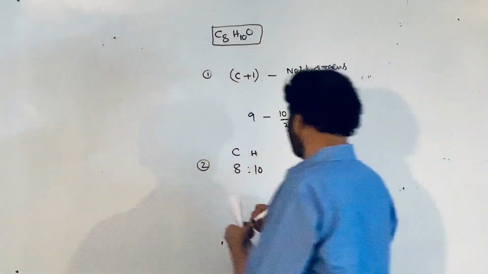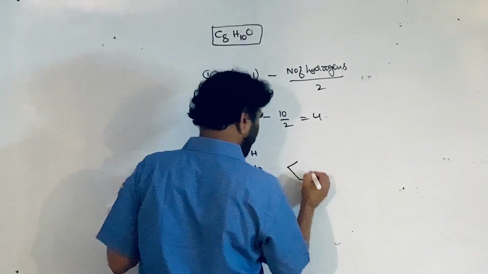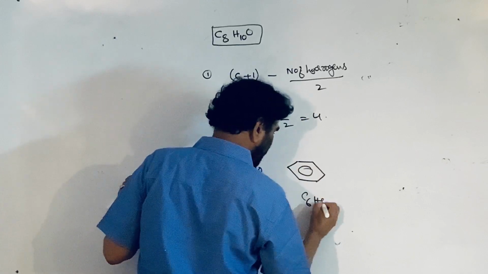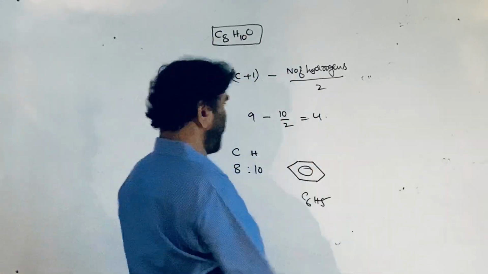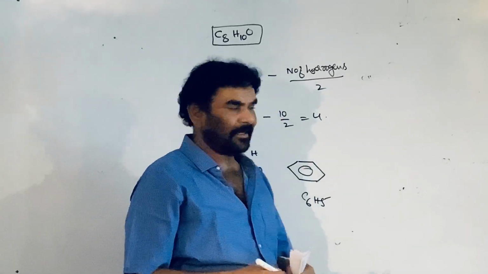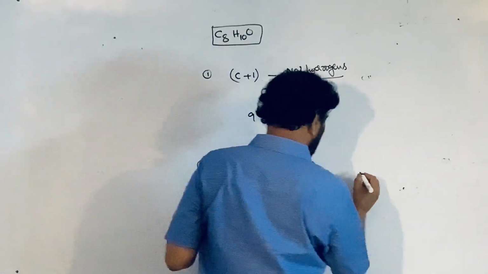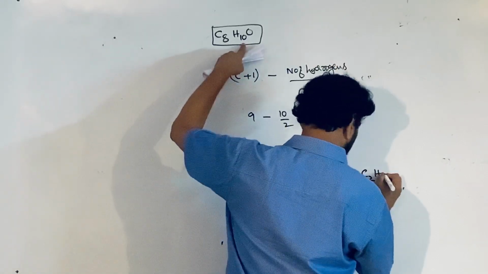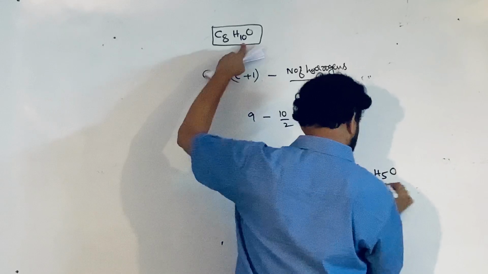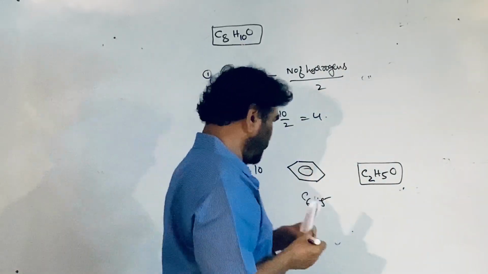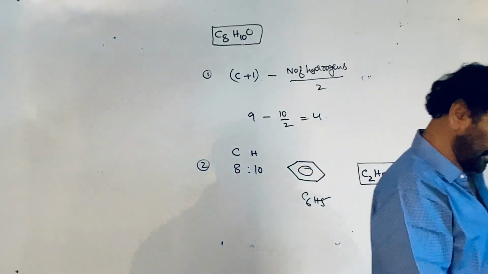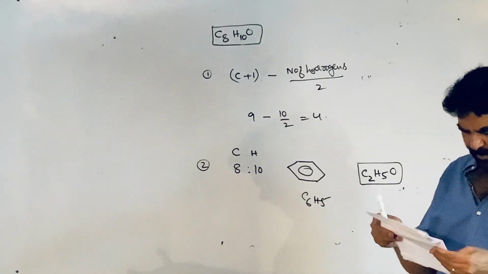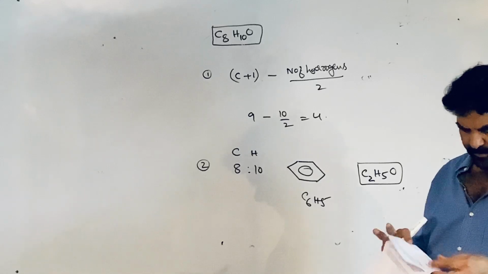So it is the benzene, that is a phenyl group, C6H5. The leftover part, what is the leftover part? 2 carbon atoms, so C2H5 and 1 oxygen atom. So what are the other properties of the system? So this is the fourth one.